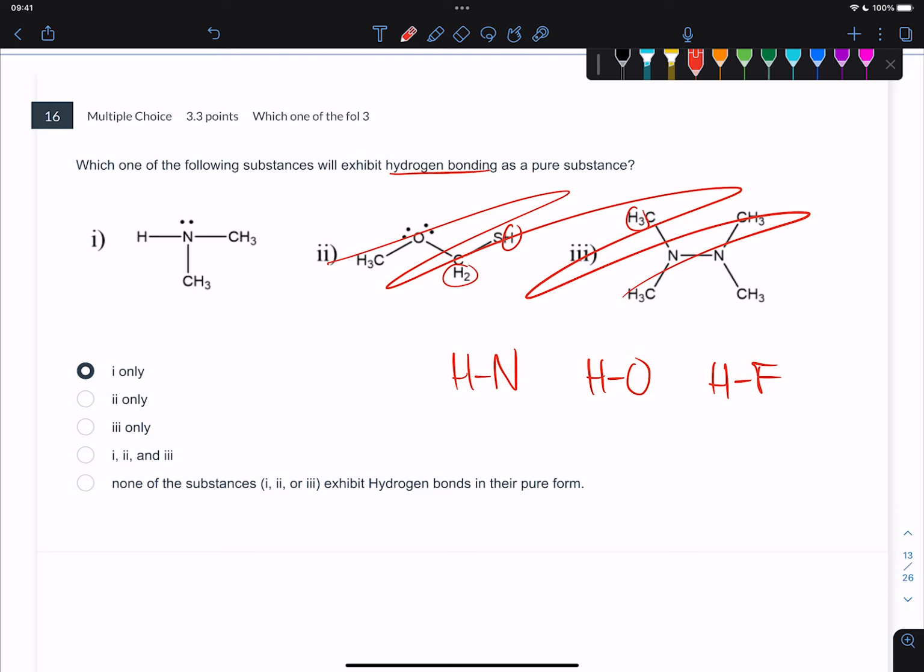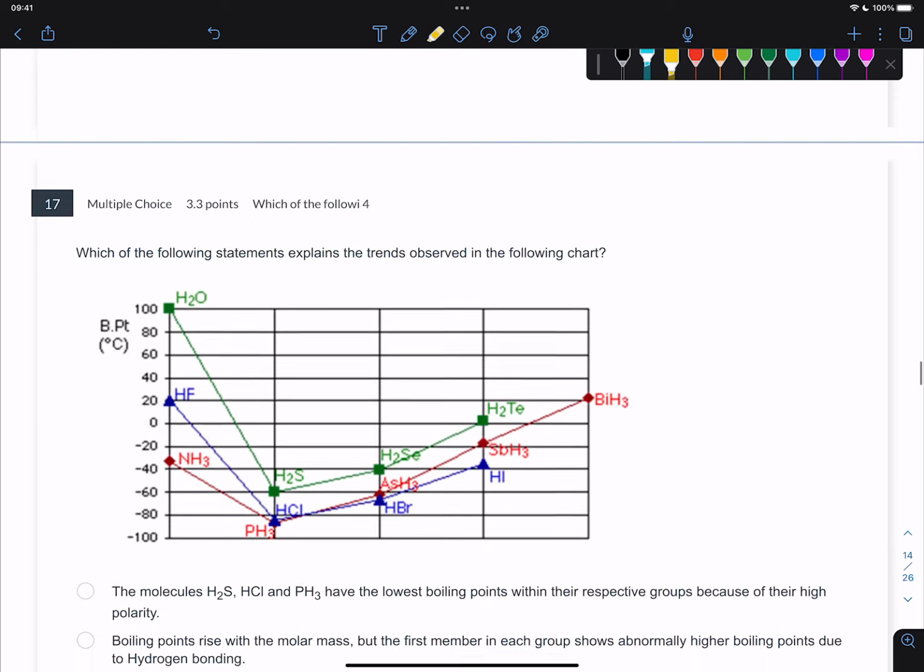And just because something has nitrogen in it, or oxygen in it, or fluorine in it, does not mean it can do hydrogen bonding. There specifically must be a direct connection between the hydrogen and the nitrogen, the oxygen, or the fluorine. And there's only one thing that has that. That's why it's only the first one.